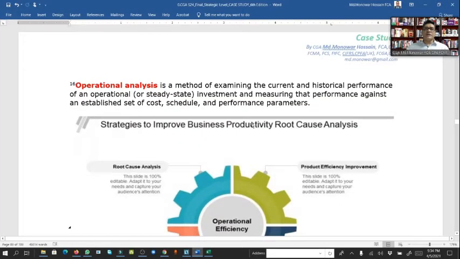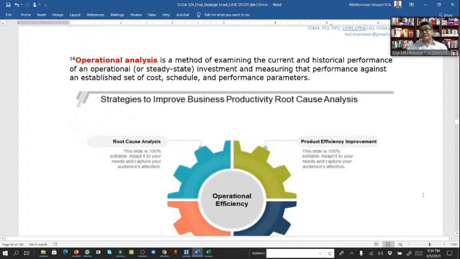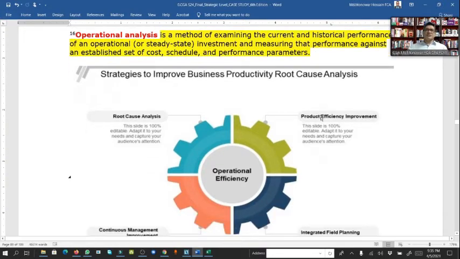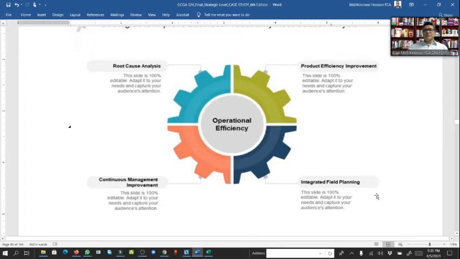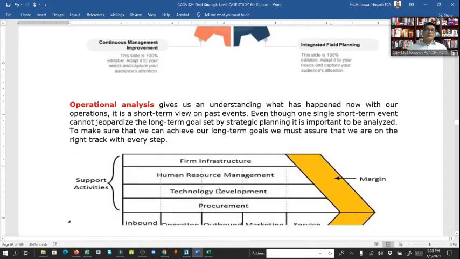So operational analysis, we can say, is the method of examining the current and historical performance of an operation and investment, and measuring the performance against established cost, schedule and performance parameters or KPIs, key performance indicators. So it improves business productivity, root cause analysis, efficiency improvement, implementation, planning and continuous management improvement. That type of analysis is always happening within the organization.